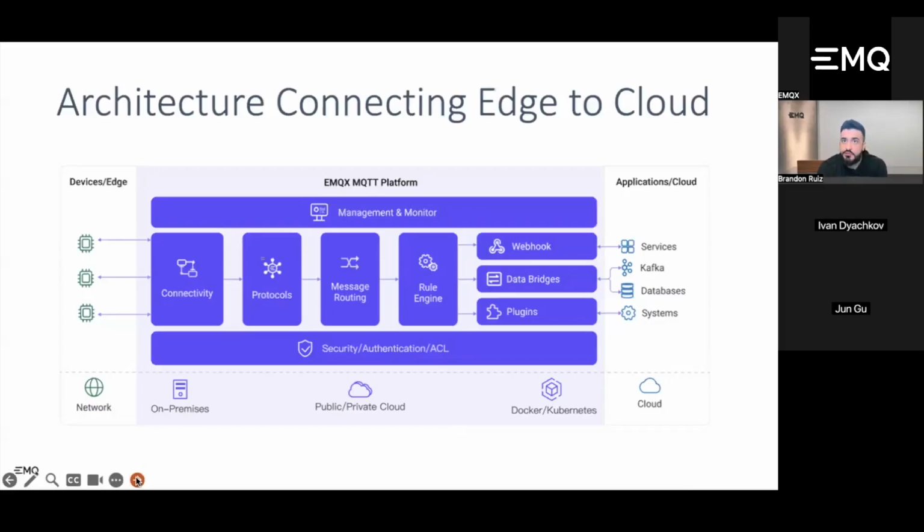So given the different privacy and security concerns, you can go ahead and do it on premise. You can do a public deployment, private cloud. You can even containerize it and do it in Docker or Kubernetes. So huge amount of flexibility there.